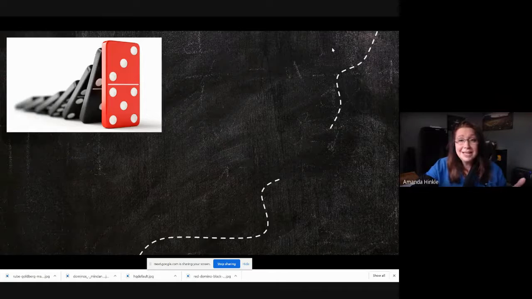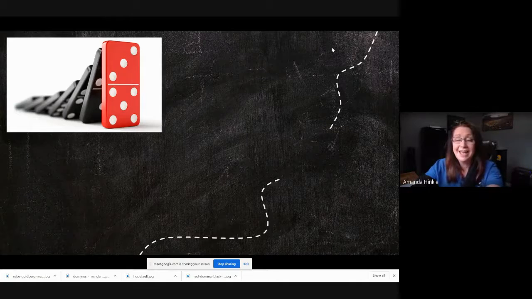There are certain things that have to be done in order, right? We have to buy the groceries before we can make the meal. We have to do certain things in specific orders. And sometimes life can get pretty complicated.